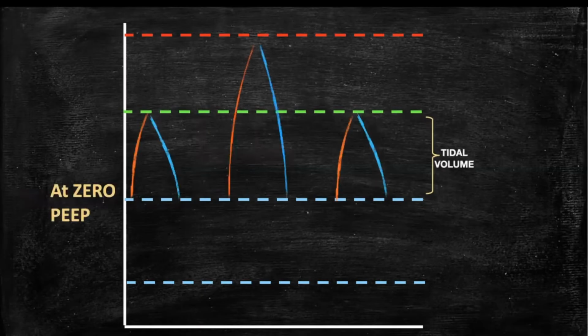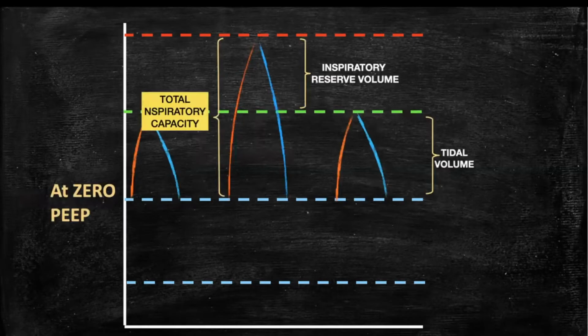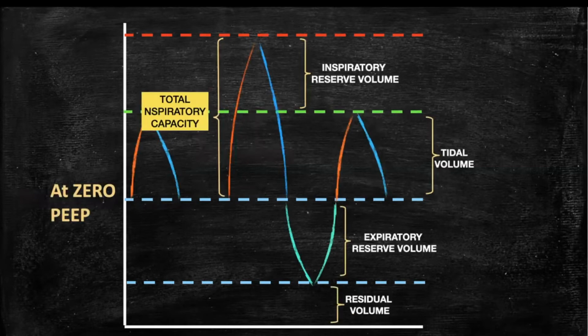And when a deep inspiration is taken, then you have an inspiratory reserve volume and total inspiratory capacity. And after deep inspiration, when there is a deep exhalation, then you have an expiratory reserve volume. And at the end of deep expiration, whatever amount of volume is left in the lungs is residual volume.